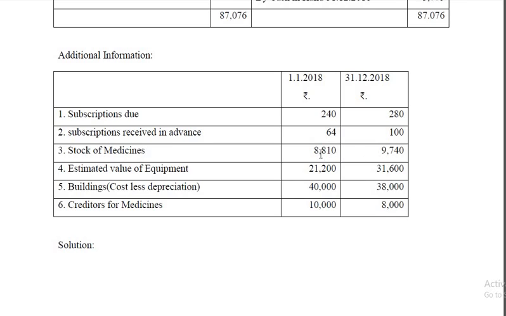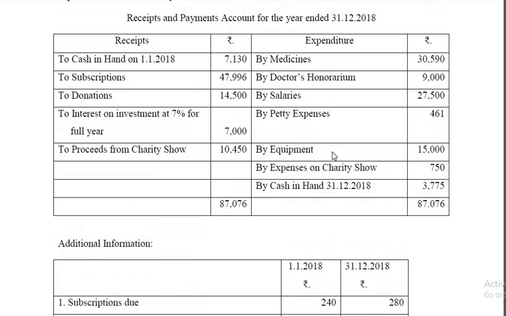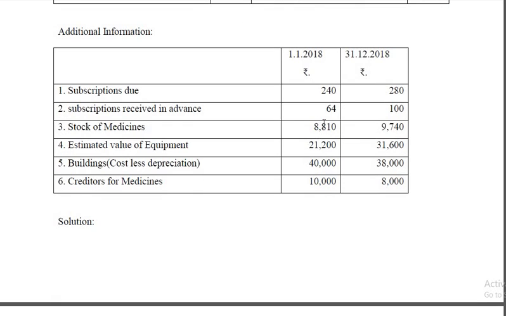Okay, come to stock of medicines. So stock of medicines at the beginning of the year, 8,810. Find out whether there are any additions to the purchase of medicines. So medicines purchased 30,550. So this should be added to 8,810. Then the creditors for medicines, that is nothing but outstanding creditors for medicines last year. So that should be deducted from this value.